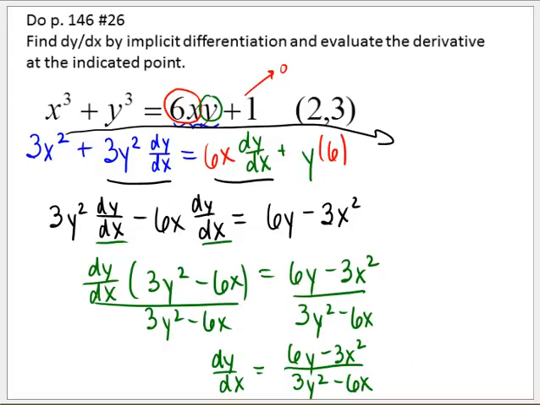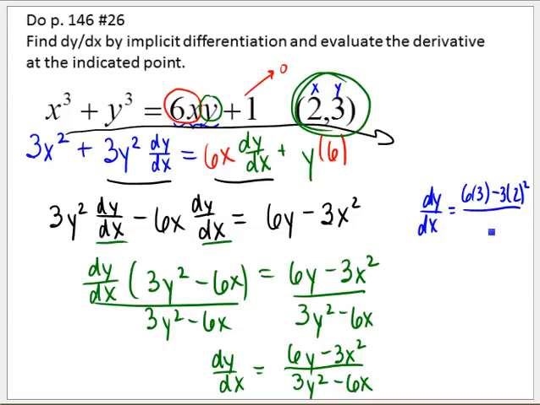Now, it did tell me to evaluate this at 2, 3. So I'm going to plug in the 2 for all my x's and the 3 for all my y's. So this is my x value, this is my y value. So I have 6 times 3 minus 3 times 2 squared all over 3 times 3 squared minus 6 times 2.